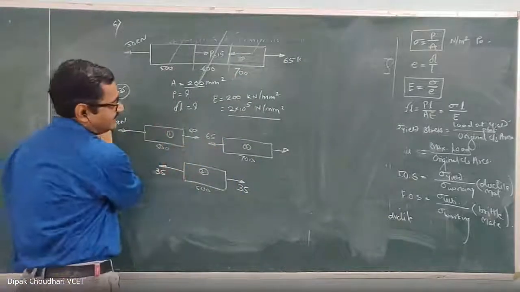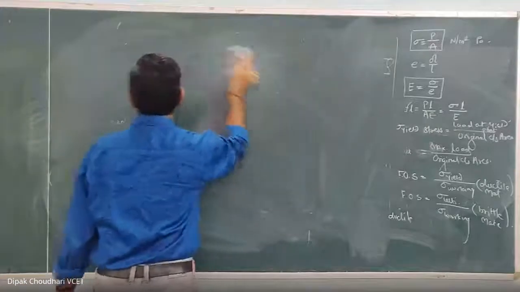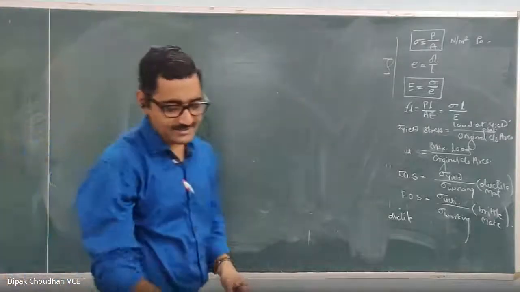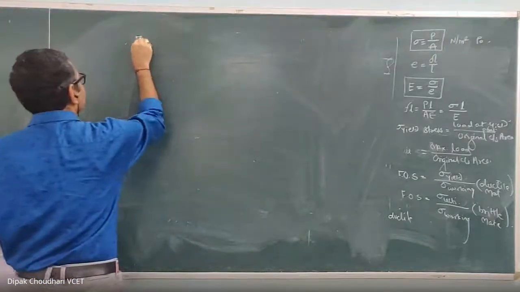Now you solve this and get the answer. You just have to put the values and get the answer. Then next sum number 7.